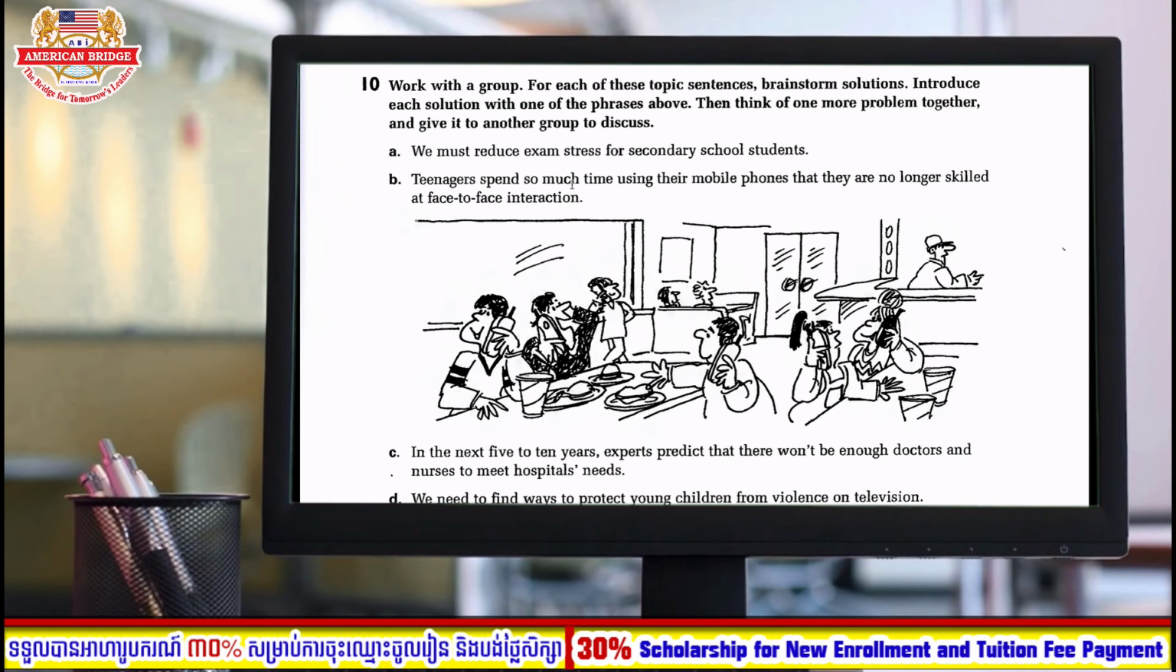Teenagers spend so much time using their mobile phone that they are no longer skilled at face-to-face interaction. If you look at the illustration below, even though they are sitting in front of each other, face-to-face, they are still holding their phone, which is the reality of our everyday society. So the problem here is that people cannot interact very well when we meet face-to-face. So it is a problem. What is the solution, or what are the solutions?